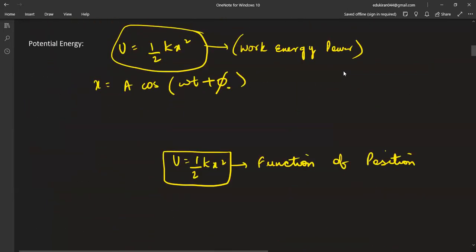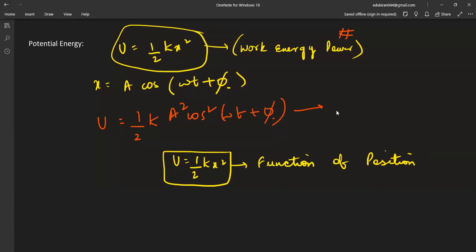Then talking about potential energy, same thing in potential energy also. Half k x square, we have discussed this in work, energy and power. That's why I've mentioned that this derivation we have already discussed, and that time also I told you that this will be repeated in SHM. So x is equal to a cos omega t plus phi naught. When we're talking about this, half k x square becomes half k a square cos square omega t plus phi naught. This is a function of time. So u is equal to half k x square is a function of position.